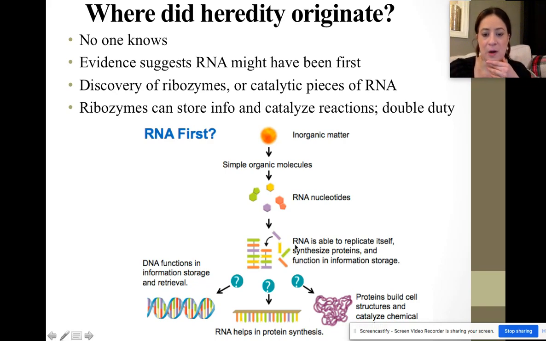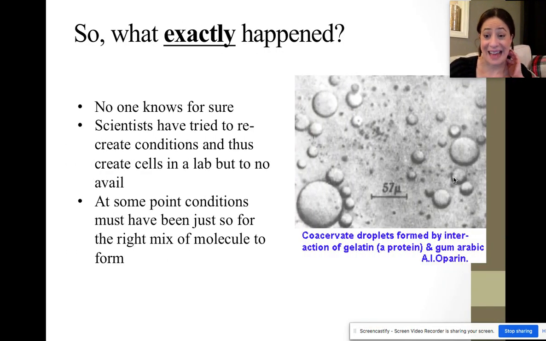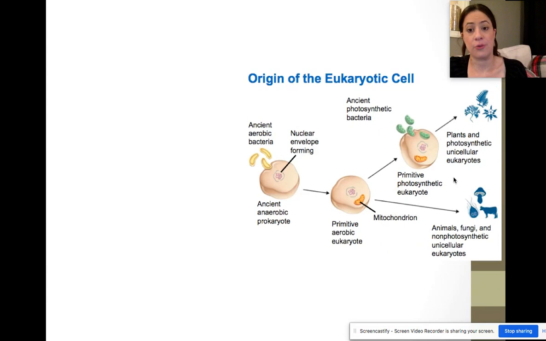But it's most likely that RNA would have been our first set of genetic material. Now, what exactly happened, we can't really say for sure, but we've tried to recreate conditions to create cells in the lab. But at some point, conditions were just right in order for the right mix of molecules to form.